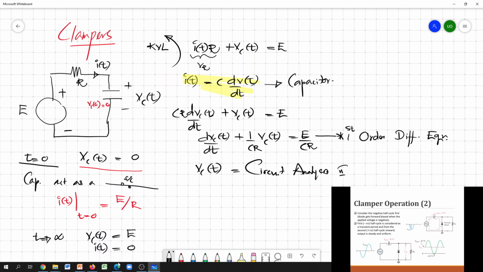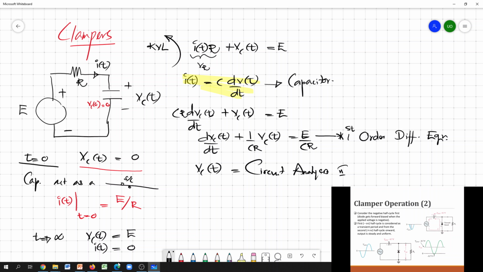So for example, if you apply a fixed DC source of E, we know that the current should be 0 because the derivative of a constant is 0. So ideally after a certain time, this capacitor gets charged up to E, and the net voltage across the resistor would be 0, and then no current flows through this one.